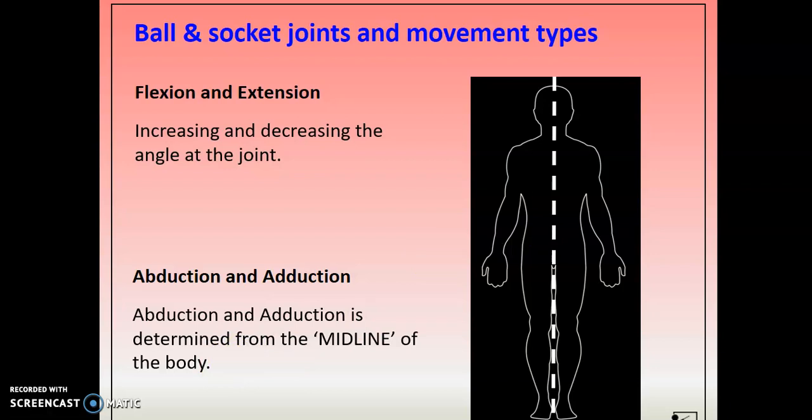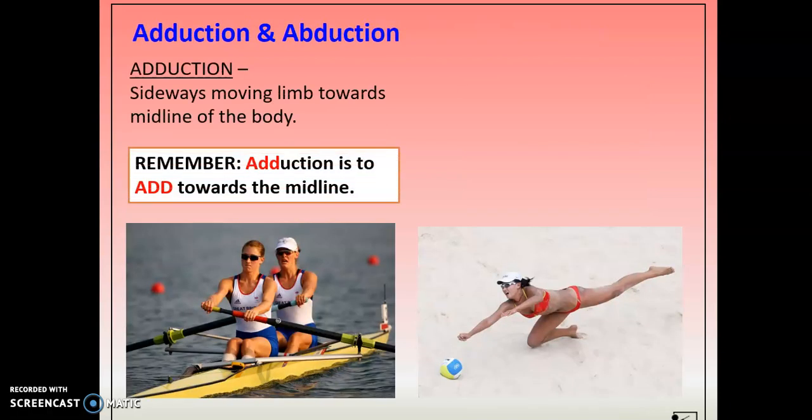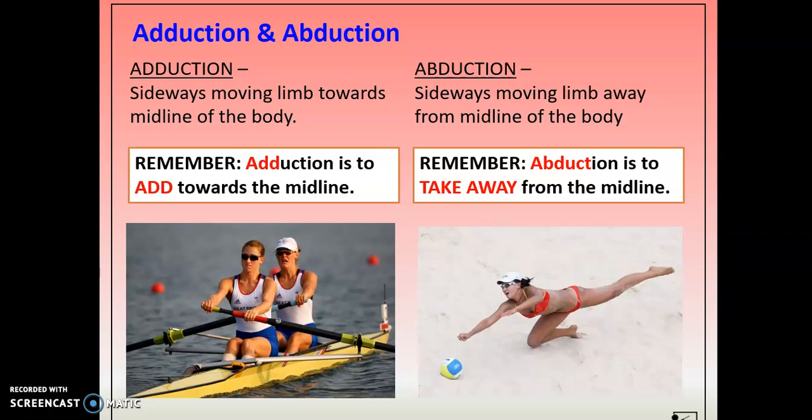The best way to remember it is that ab is taking away, and if you add something back, you're adding back to the midline of your body. If you look here, you'll see some examples. Adduction is sideways moving a limb towards the midline of the body. So for example, in a star jump, the jump in after you've jumped out would be adduction. And obviously if you jump out to do a star jump, you've got abduction at your shoulder and your hip joint. Here you can see this person has got their leg out to the side, so they've got abduction at their hip. They're taking it away from what would be the middle line of their body. This person's playing beach volleyball.